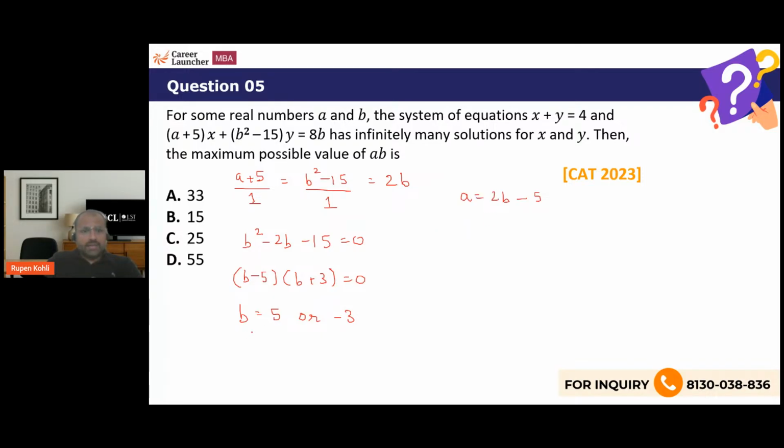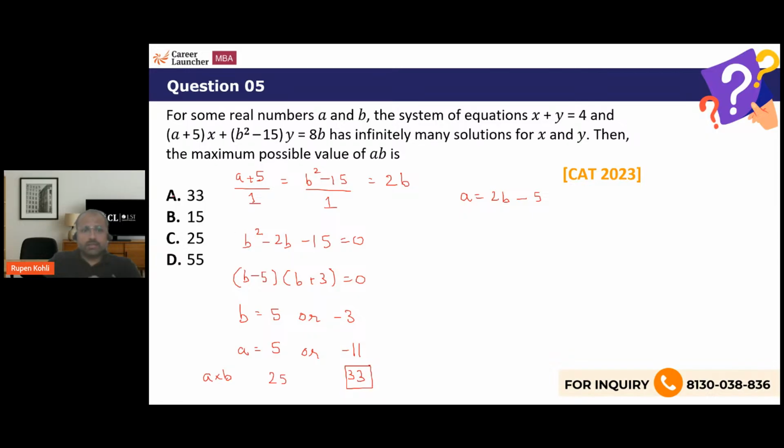So when b is 5, then a is 2 into 5, 10 minus 5, which is 5. And when b is minus 3, then a is 2 into minus 3, minus 6, minus 5, which is minus 11. In this case, a into b is 5 into 5, 25. And in this case, it is minus 3 into minus 11, minus minus cancels. It's 33. This is the higher value.